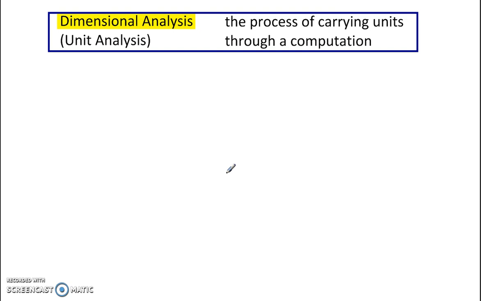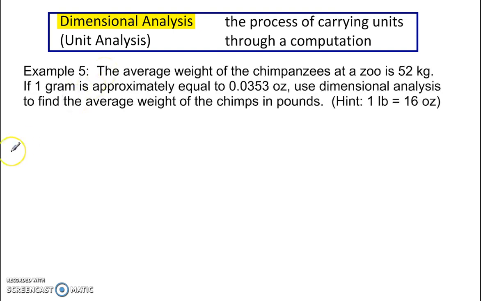And additionally to this, we're going to look at dimensional analysis. Dimensional analysis is the process of carrying units through a computation, also called unit analysis. We'll just look at an example here. The average weight of the chimpanzees at a zoo is 52 kilograms. If 1 gram is approximately equal to 0.0353 ounces, use dimensional analysis to find the average weight of the chimps in pounds. And remember that 1 pound is equal to 16 ounces.